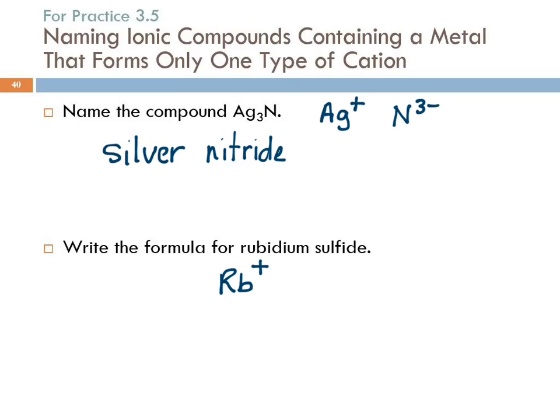So there's rubidium. What's the charge on sulfide? 2 minus. So to put these together, we need 2 rubidiums to balance the charge on the sulfur. Any questions? It's one of those things you have to practice to get.